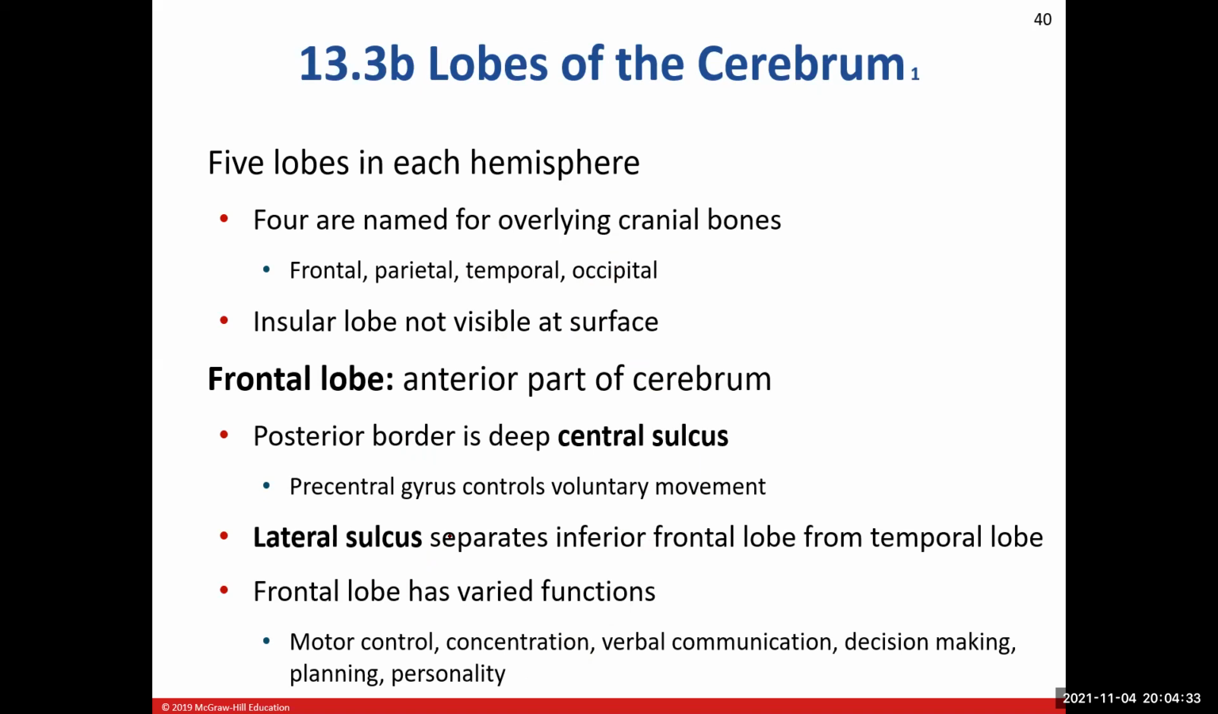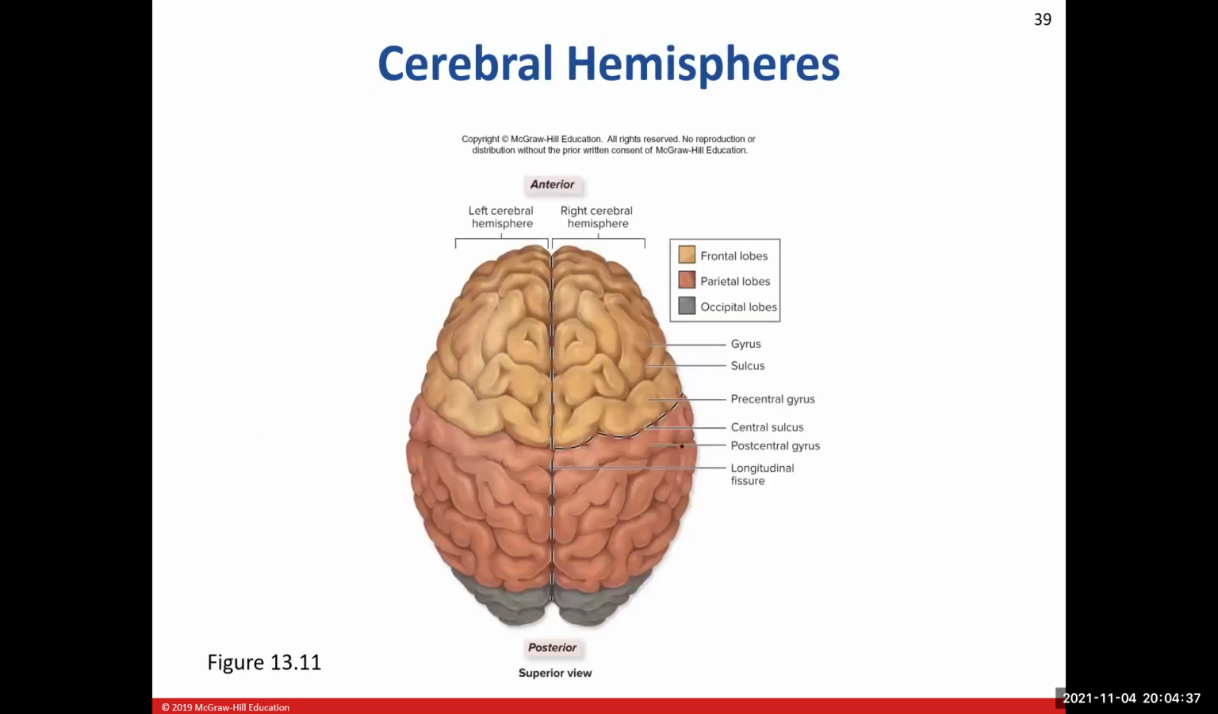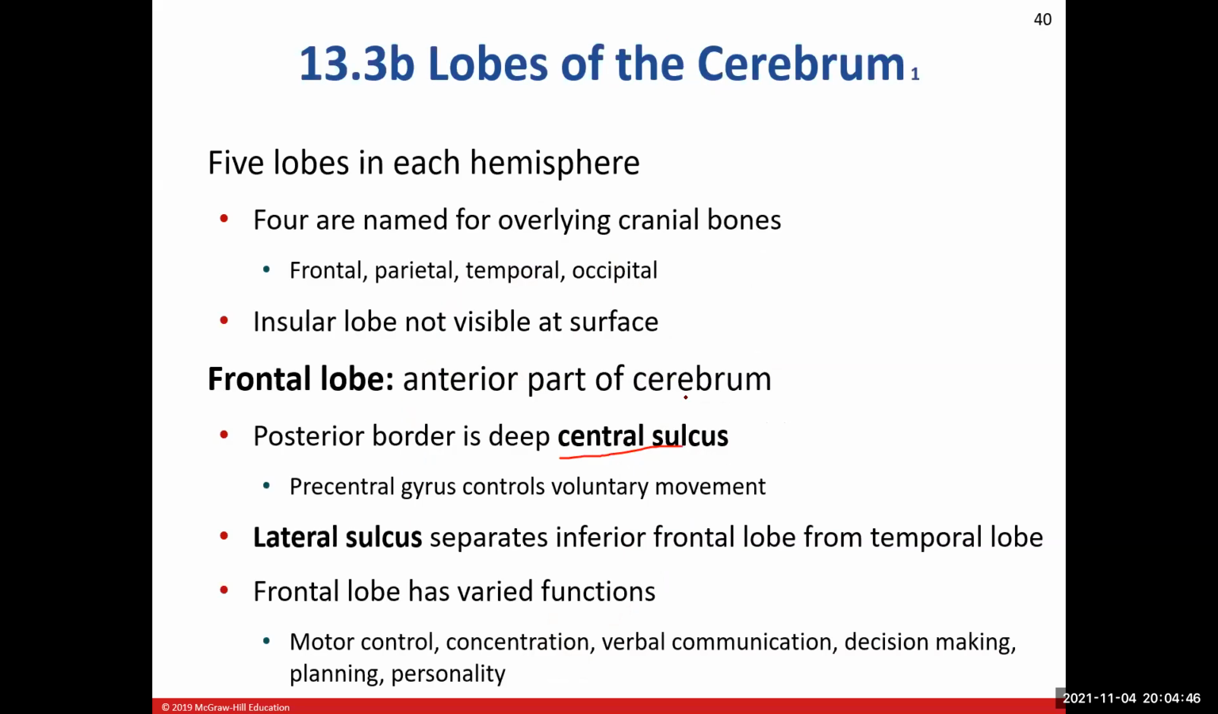You need to know the posterior boundary is going to be that central sulcus. If we look at our picture here, here's the central sulcus right here. And so that's the posterior boundary to the frontal lobe. Just in front of the central sulcus is our precentral gyrus, and that's our primary motor cortex. That's going to control, make sure that you've committed this to memory, voluntary movement, which means that's the area that's going to affect skeletal muscle.